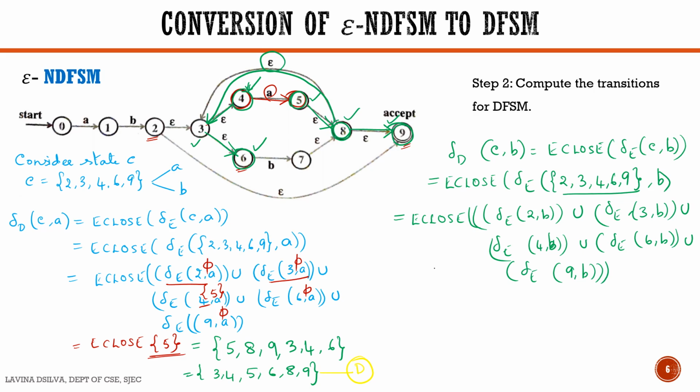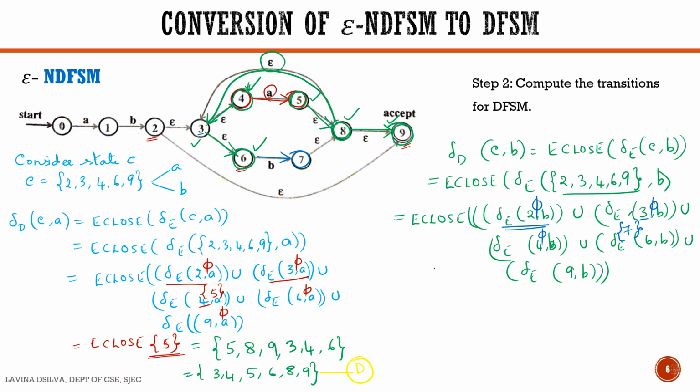Now we'll see each of these transitions. On state 2, do we have a transition for B defined? No, therefore it is 5. On state 3, do we have a transition for B defined? No, therefore it is 5. On state 4, again no transition, therefore 5. On state 6, yes, we have a transition, we go to state 7, so we can write it as 7.